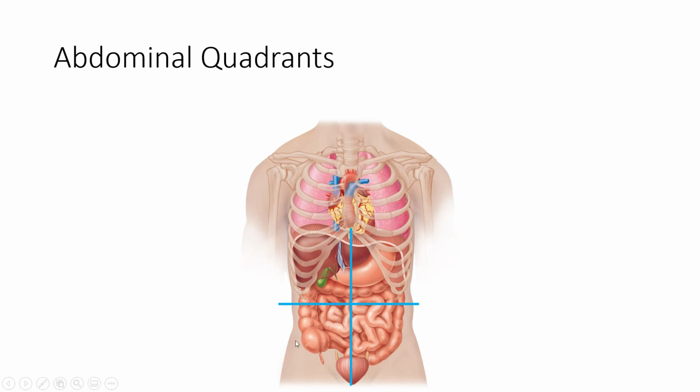This is, again, the right side of the body, and it's lower, so this would be called the right lower quadrant. And this is the left side of the body, and it's lower, so this is the left lower quadrant.